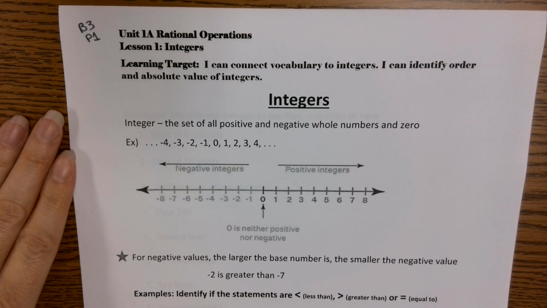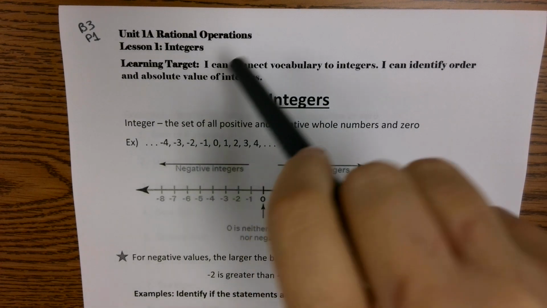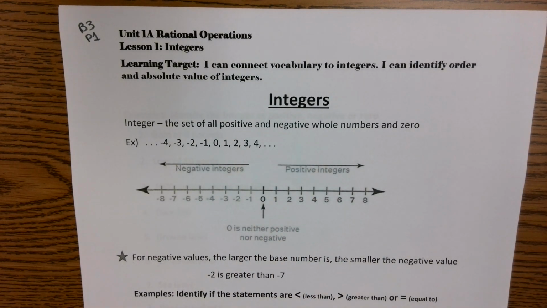Okay, so we're beginning our very first unit. Our first unit is our number sense unit. So we're going to be talking about different operations for rational numbers, and right now our focus is going to be on integer operations. So we're talking about integers and the absolute value of integers.